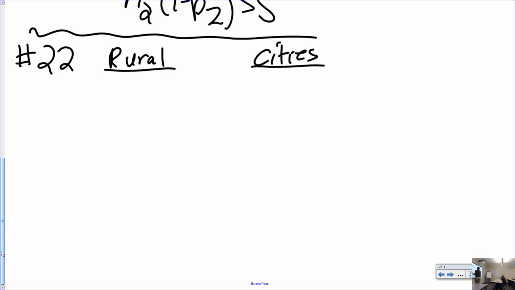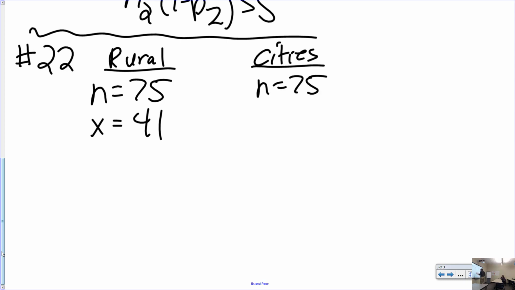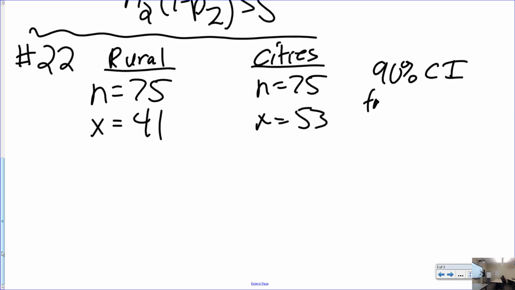All right, so he surveyed 75 people in the rural areas and found that 41 support gun control, right? So x is equal to 41. That's not the x bar. And he sampled 75 people from a city and found out that 53 people in cities were supporting gun control. And we want to find a 90% confidence interval, 90% CI for the proportional difference.